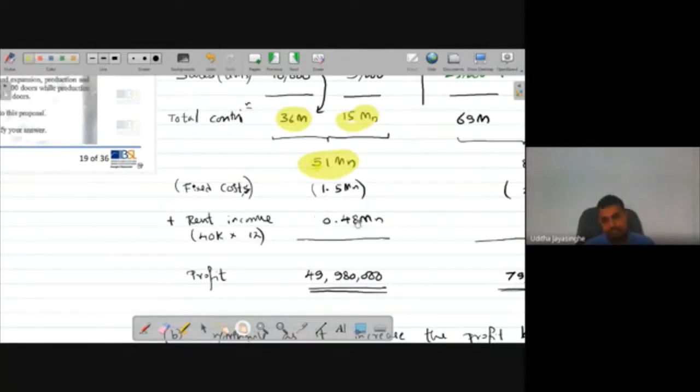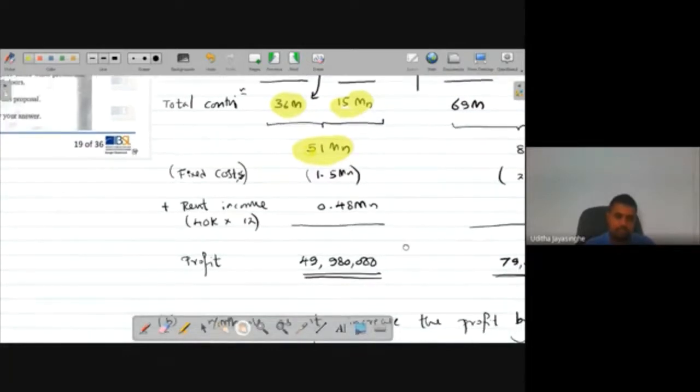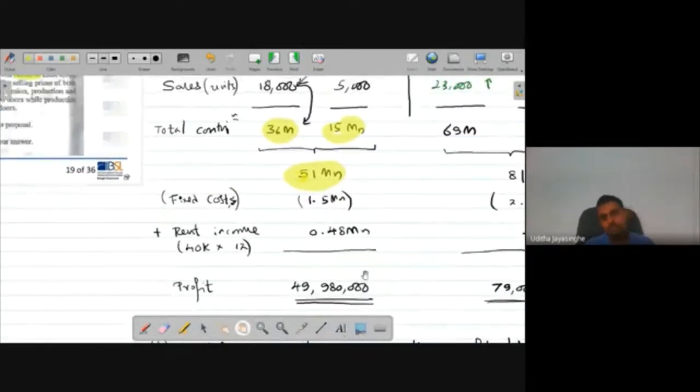So this is a plus cash flow. I just take out the minus cash flow of the fixed cost from the contribution. Then eventually my profit of the older model is going to be 49.98 million. 49.98 million. Okay, so we'll keep that aside. That is the old story. You have the cost structure, you have the rental income, that's the old story.